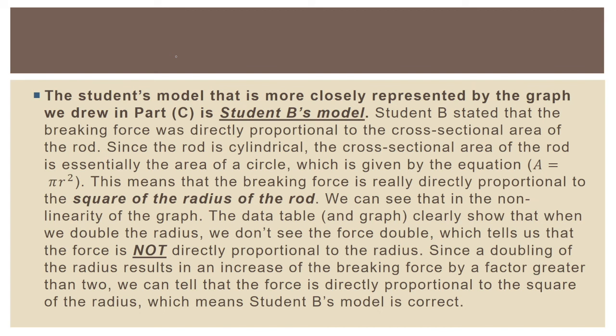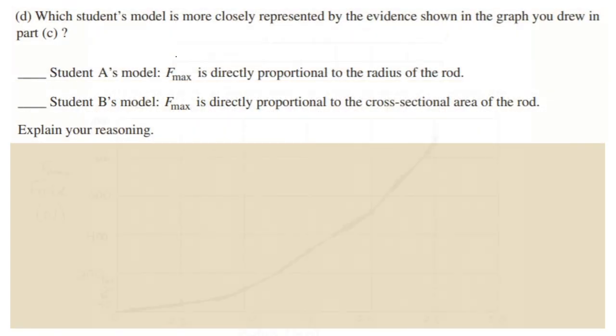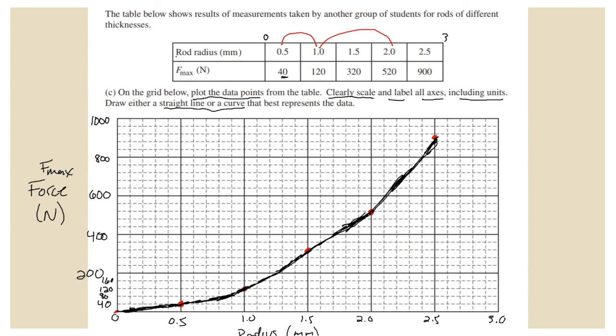Since a doubling of the radius results in an increase in the breaking force by a factor greater than 2, we can tell that the force is directly proportional to the square of the radius or close enough, which means that student B's model is correct. Now, I don't want you to write that down yet because we actually need to fix that up a little bit. Notice here, when we take the radius from 0.5 to 1 and we double it, what we actually see here is our force triple.